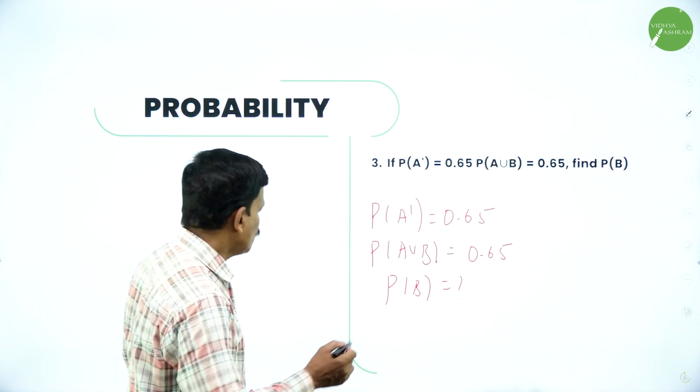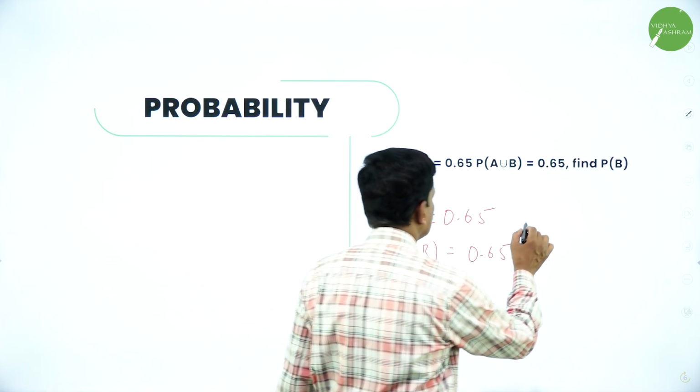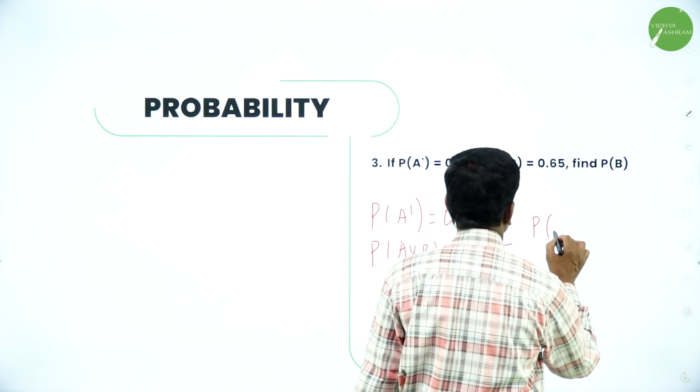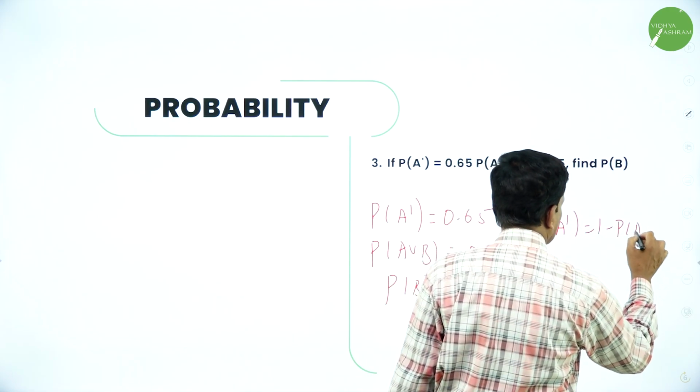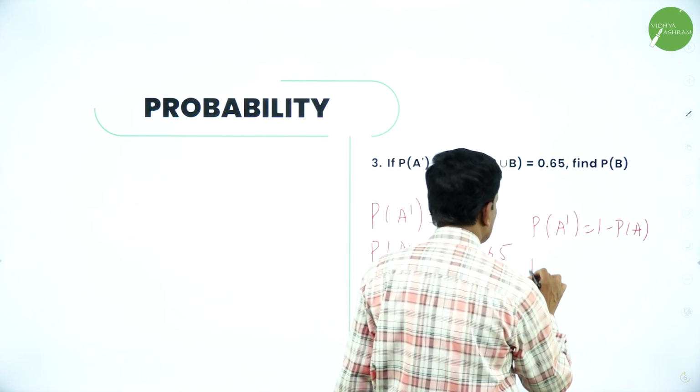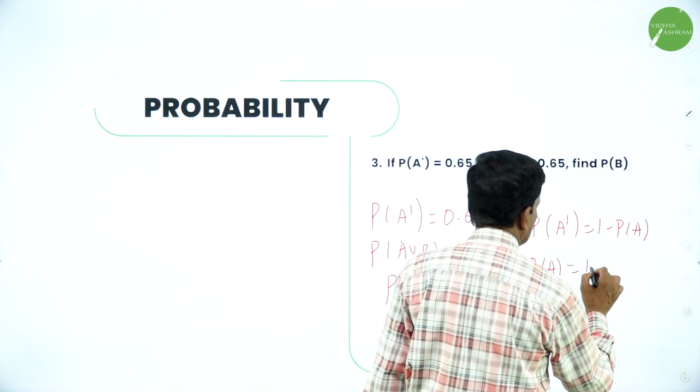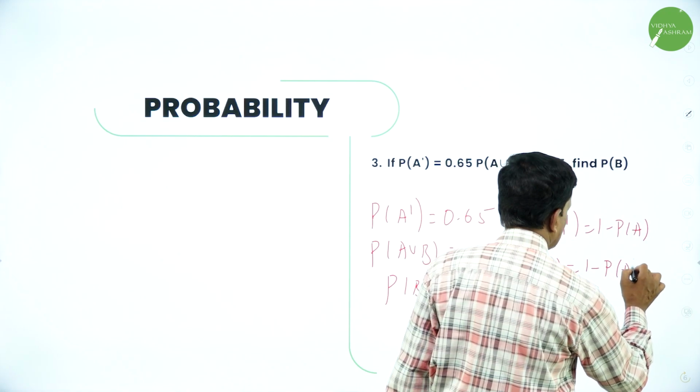Okay. Now, we know the formula. Probability of A dash is equal to 1 minus probability of A, or if you interchange this, probability of A is also equal to 1 minus probability of A dash.